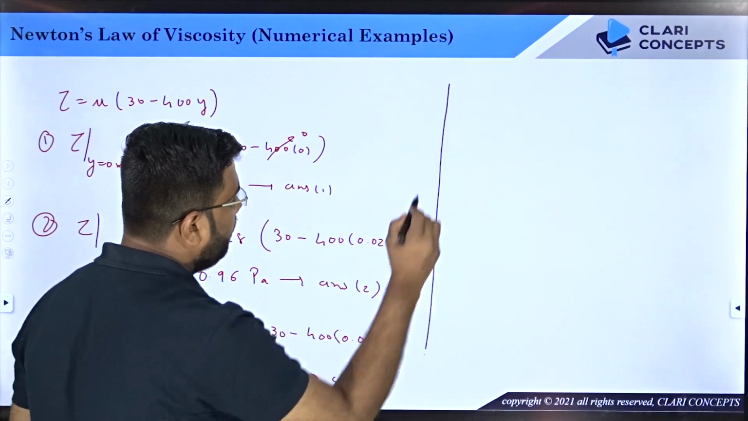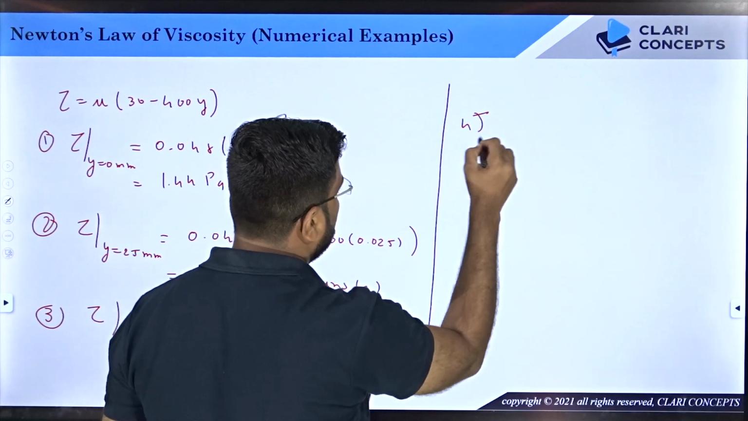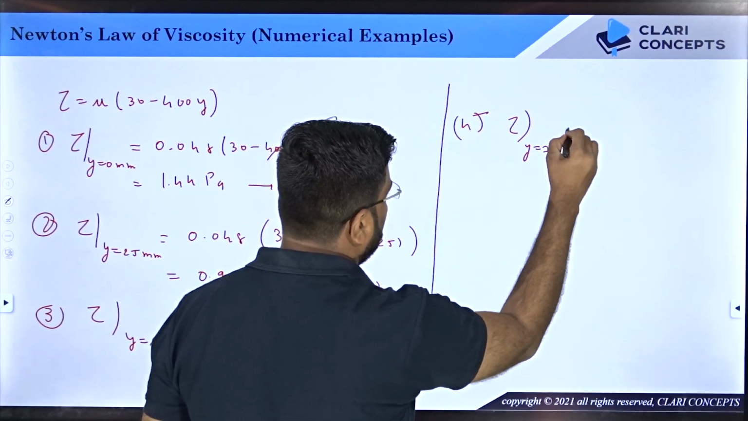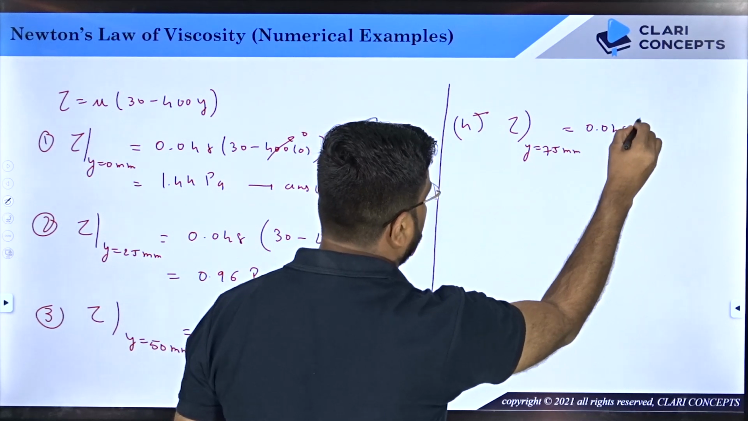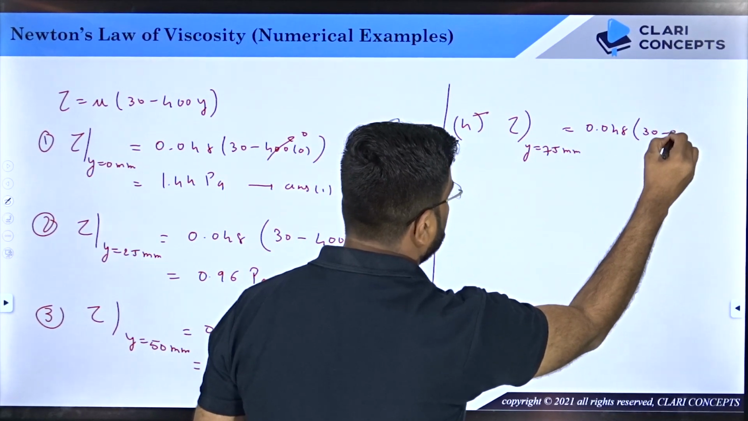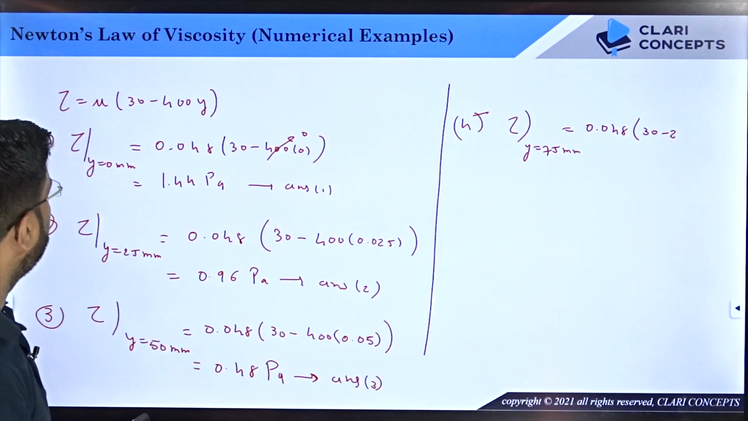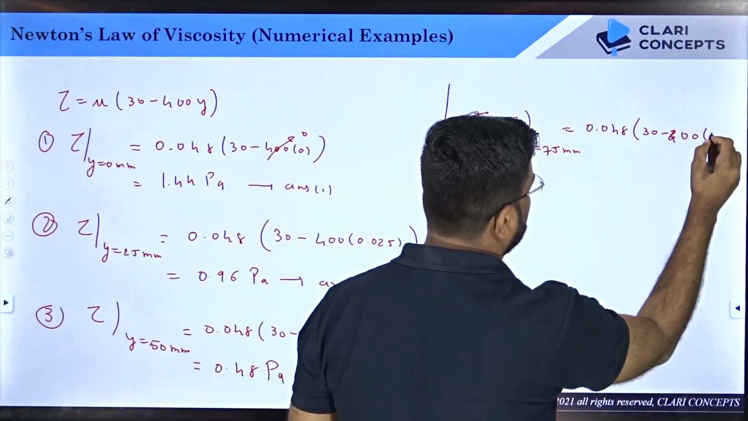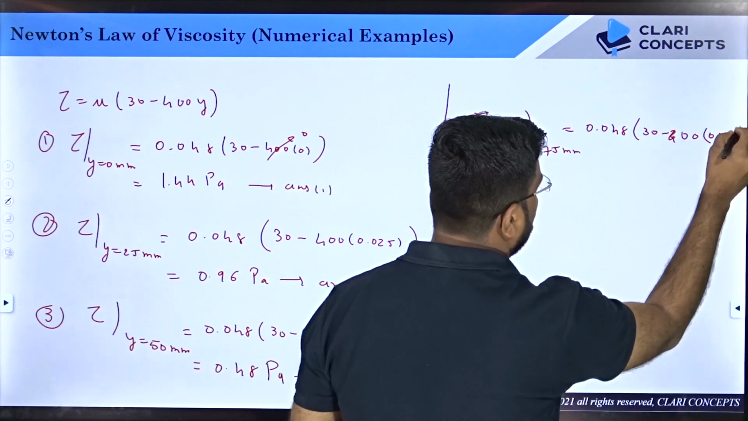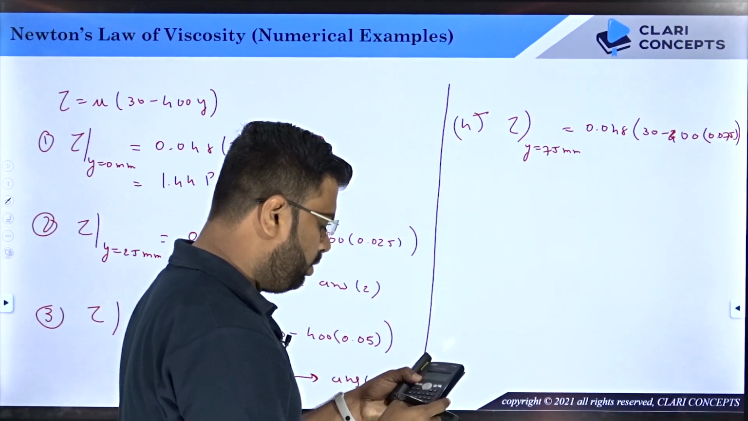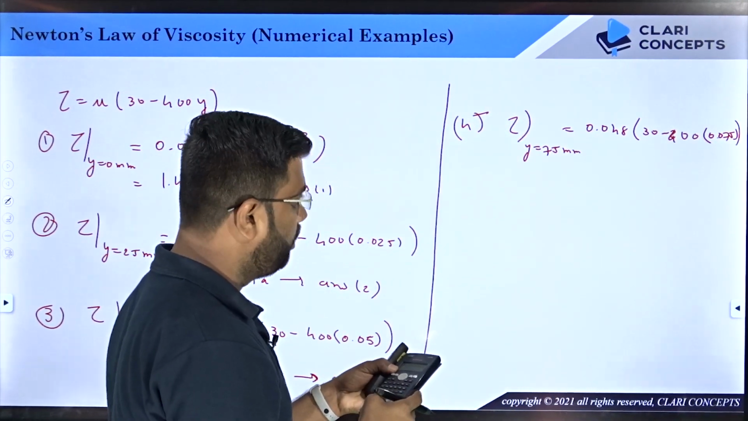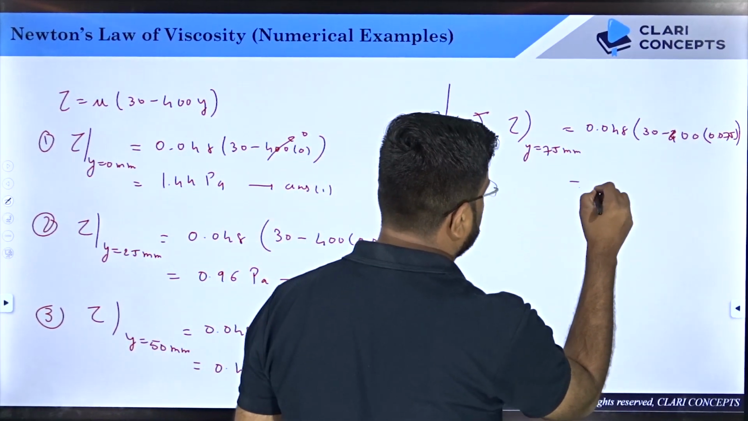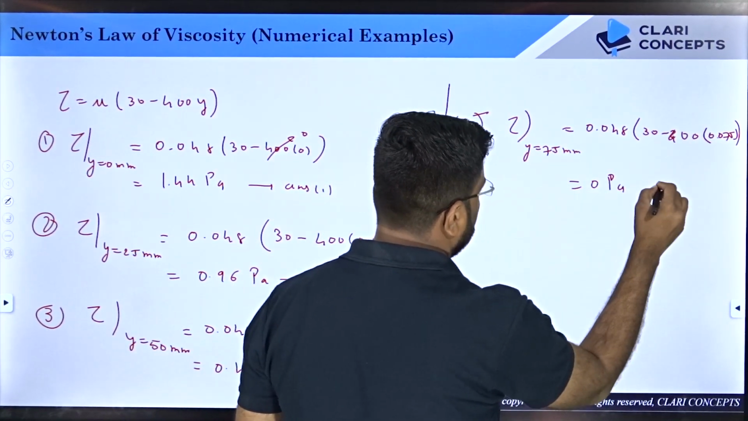And finally, number 4, tau at y equals 75 mm. You will get 0.048 into (30 minus 400 into y). So 400 into what is y? 0.075. So I will put this value, 0.075. 30 minus the answer. So this answer is going to be 0 Pascal. So this is answer number 4.